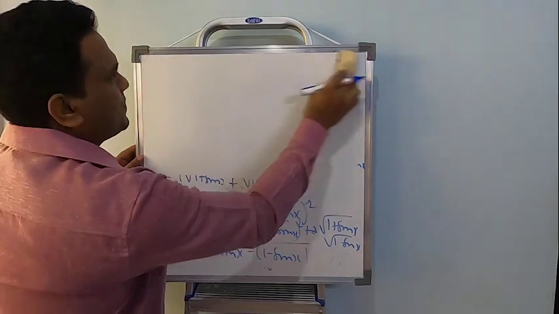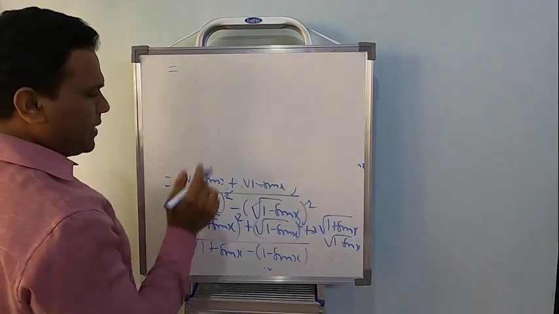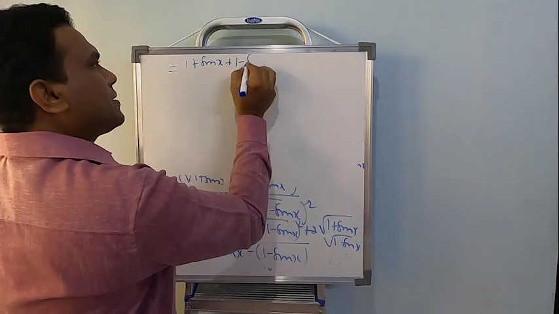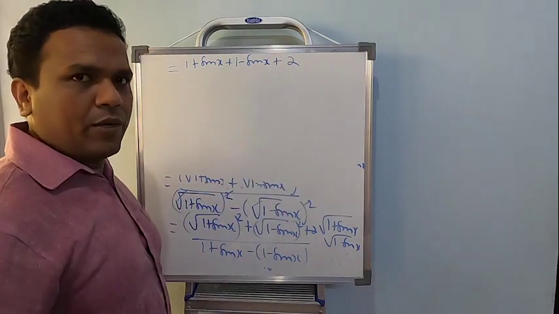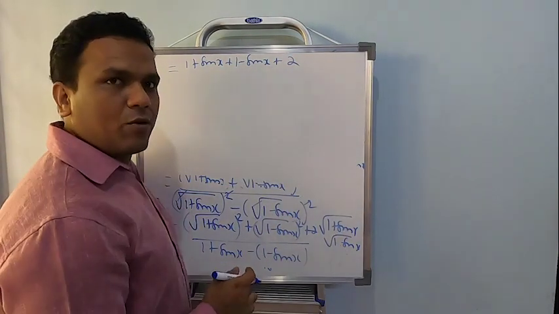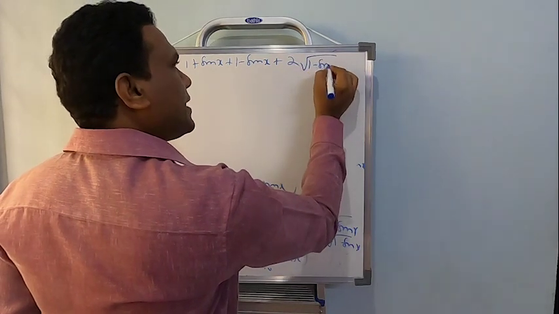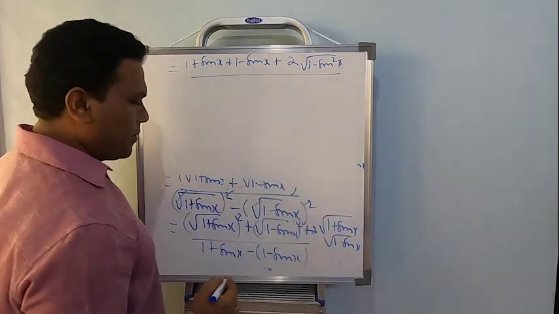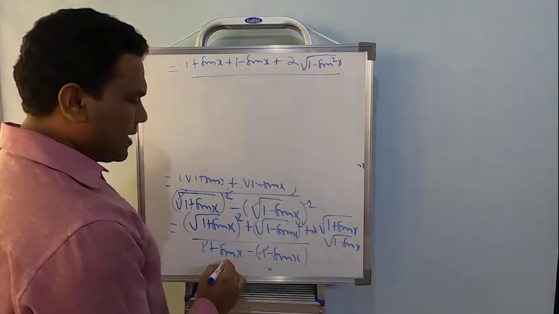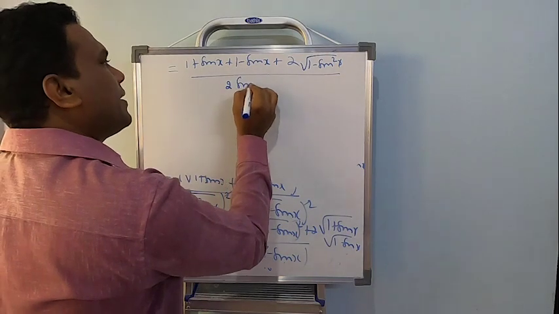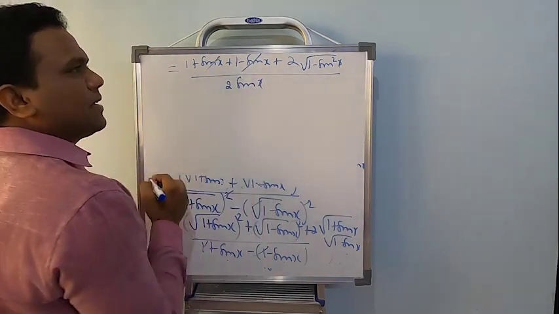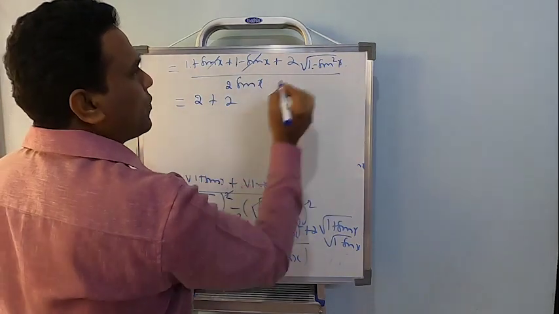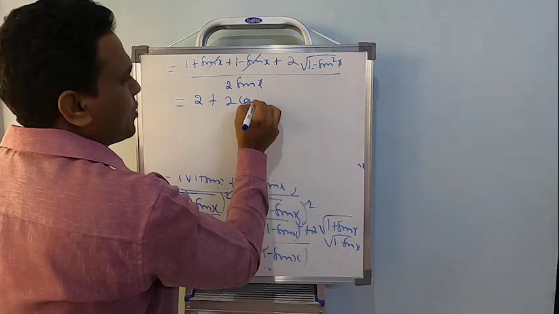Now a square, what is a square? A square will be 1 plus sin x plus b square, 1 minus sin x, plus 2 into root of 1 plus sin x multiplied by root of 1 minus sin x, which is 1 minus sin square x. There you apply the formula of (a plus b) multiplied by (a minus b). And in the denominator, now this plus 1 and minus 1 get cancelled. Sin x plus sin x, so it's going to be 2 sin x. Eliminate minus sin x and plus sin x. So 1 plus 1, 2, plus 2. Root of 1 minus sin square x, it's going to be cos x.